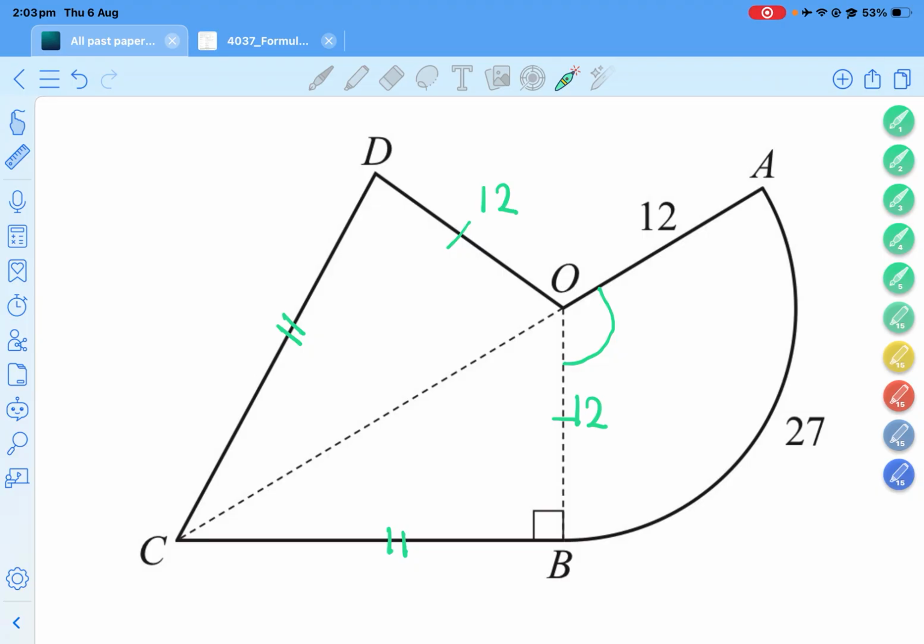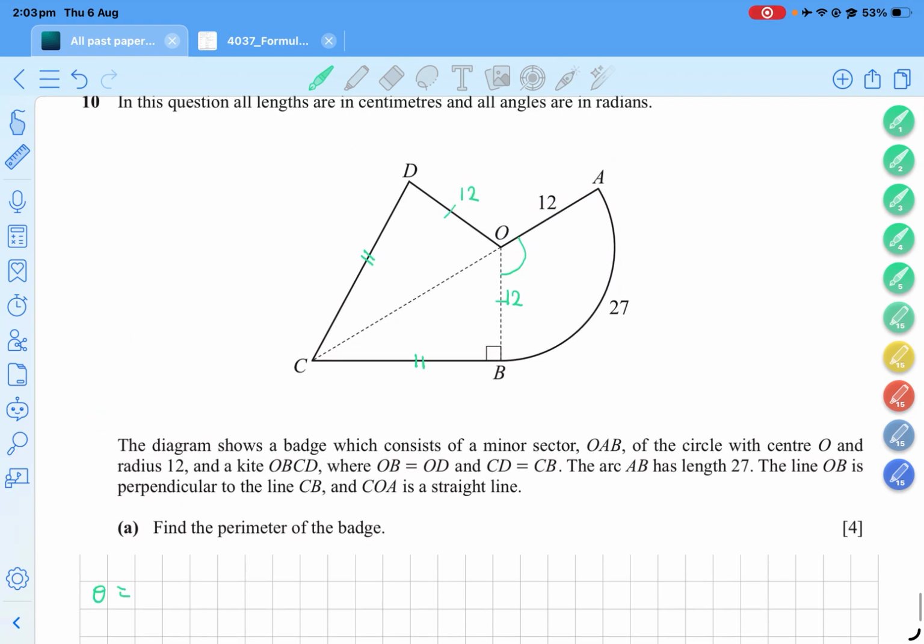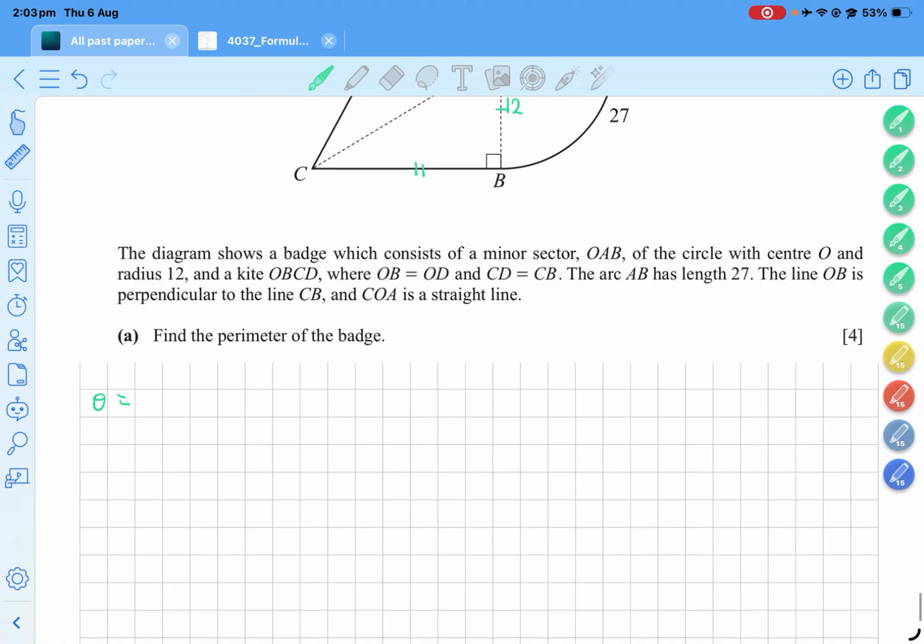So, to be fair, I can't really think of anything else. Let's just find theta first, which is this angle. So 27 over 12. What is 27 over 12? It is 9 quarters, or 9 fourths. So you have 9 quarters in radians. AB has length 27.